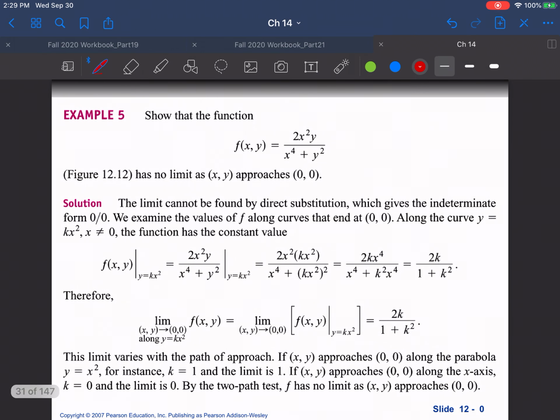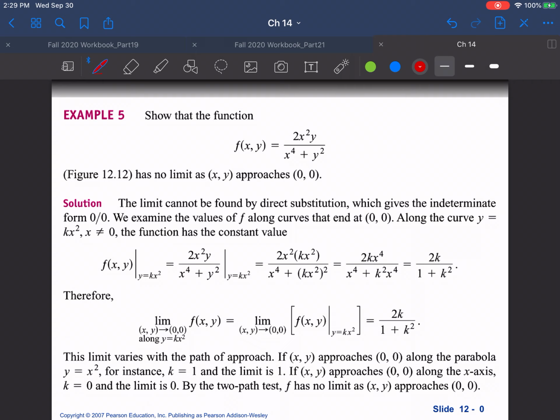Let's take a look at this example. It says show that this function, similar to the previous one, but with x squared on top now instead of just x, and x to the fourth in the bottom, has no limit as (x, y) approaches 0, 0. The limit cannot be found by direct substitution, because you plug it in and get an indeterminate form of 0 over 0. So we examine the values of f along the curves at 0, 0. We're going to pick the curve y equals kx squared, because it gives us a nice constant along those curves.